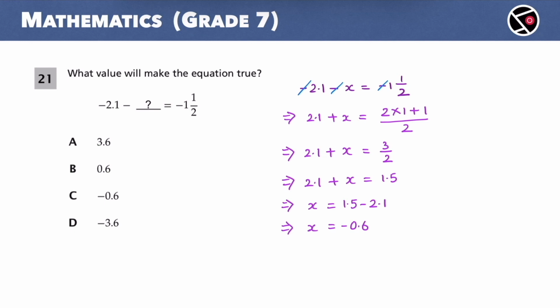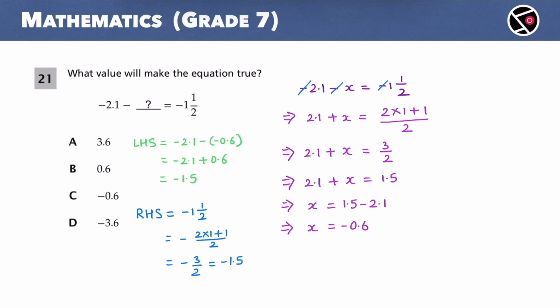Let's do a small check to ensure that we got the right answer. We will start with the left-hand side of this equation. So the left-hand side is minus 2.1 minus the number x, and x is minus 0.6. We have minus 2.1, minus minus is plus 0.6. Minus 2.1 plus 0.6 gives me minus 1.5. On the right-hand side, we have minus 1 1/2, which is minus 2 times 1 plus 1 divided by 2, or minus 2 ones are 2 plus 1, 3 divided by 2, or minus 1.5. The left-hand side equals the right-hand side. Our choice is C.